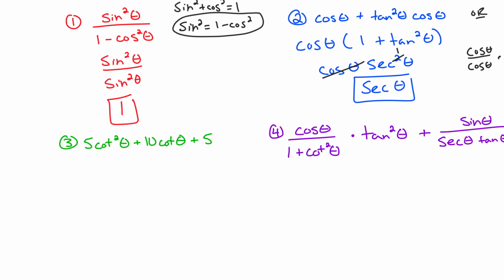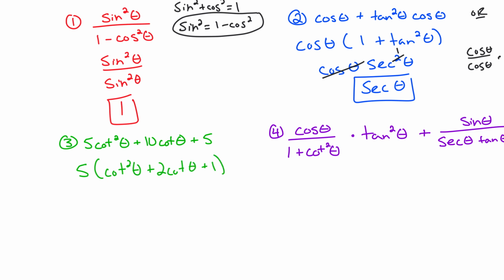First thing I notice, I have a trinomial. 5 cotangent squared, 10 cotangent, 5. All 3 of these terms are divisible by 5. So the first thing I'm going to do is factor out a 5. That'll be 5 times the quantity of cotangent squared theta plus 2 cotangent theta plus 1.